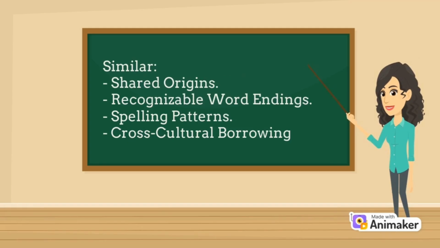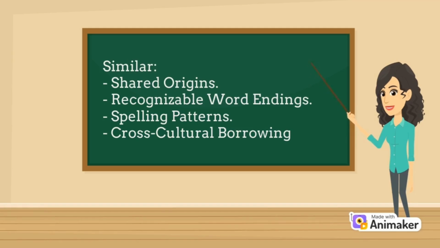So, the similarities between Spanish and English. The first one is shared origins. That is, many words in English and Spanish have common roots because both languages borrow vocabulary from Latin and Greek. The second one is recognizable word endings. That is, they often share specific patterns in endings that make them easy to identify across languages.